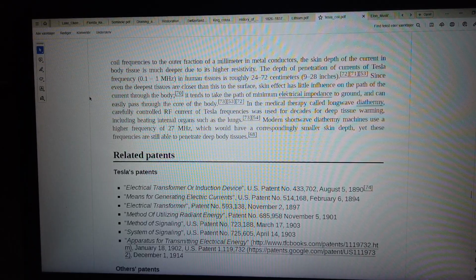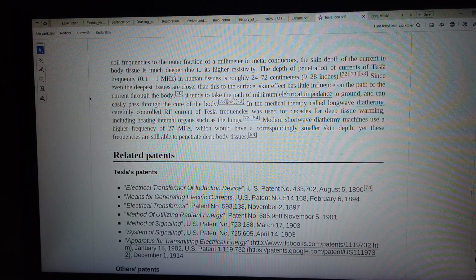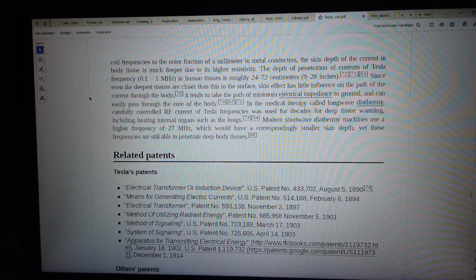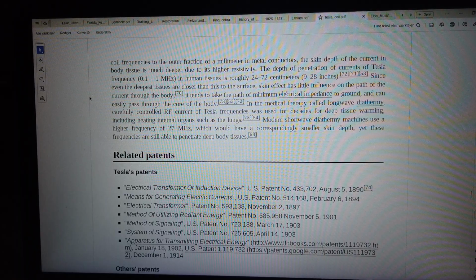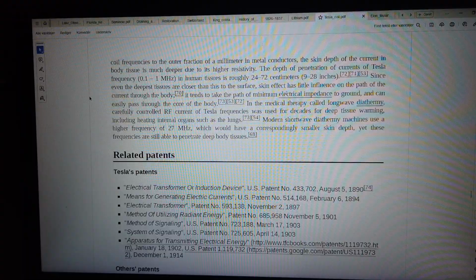The depth of penetration of currents of Tesla frequency, 0.1 to 1 MHz, in human tissues is roughly 24 to 72 centimeters, 9 to 28 inches. Since even the deepest tissues are closer than this to the surface, skin effect has little influence on the path of the current through the body. It tends to take the path of minimum electrical impedance to ground, and can easily pass through the core of the body.